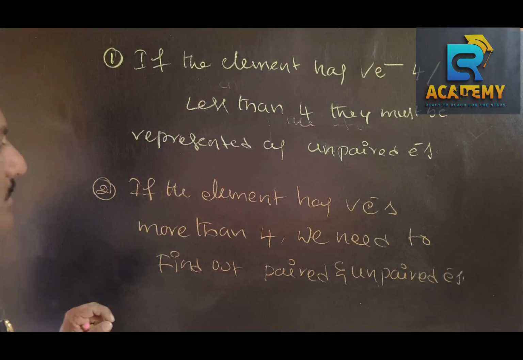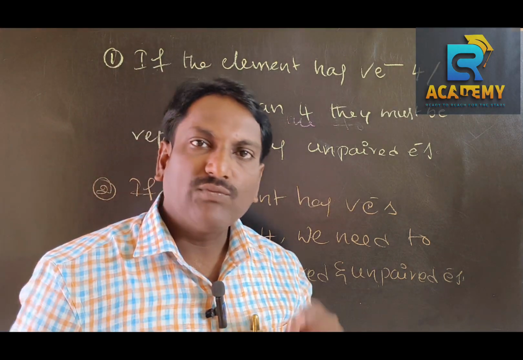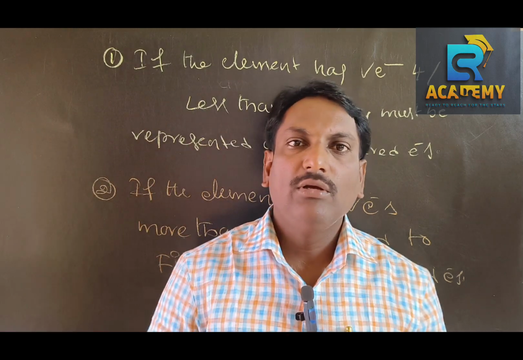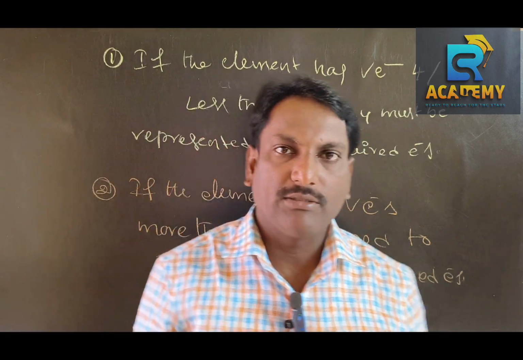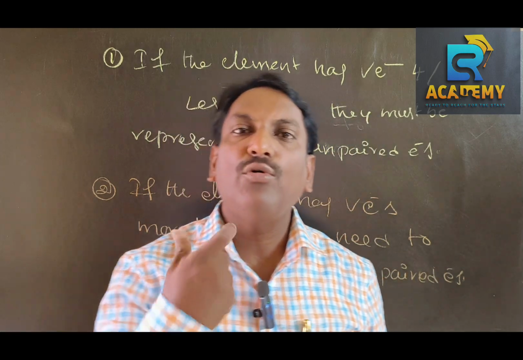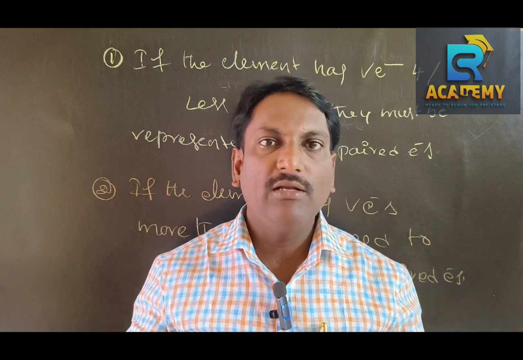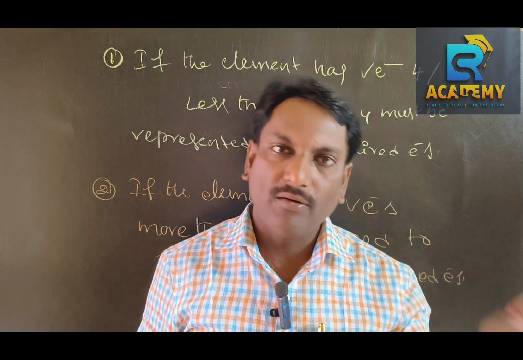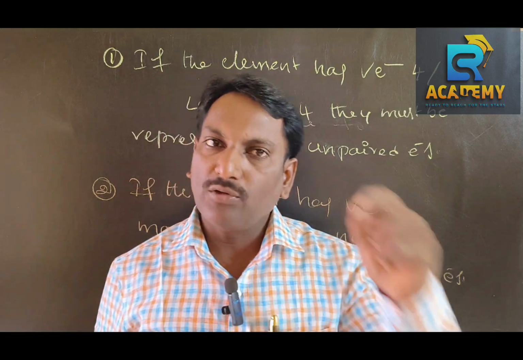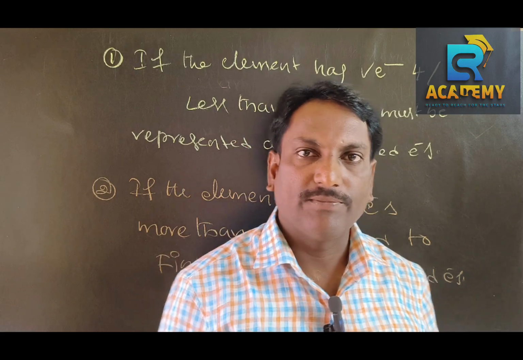This is rule number 2. Rule number 1: if the element has 4 or fewer valence electrons, no need to worry, we just need to represent them as unpaired electrons. Rule number 2: if the element has more than 4 valence electrons, we need to draw the box representation and identify how many pairs of electrons and how many unpaired electrons there are. After that, we represent the electrons around the symbol of the element.